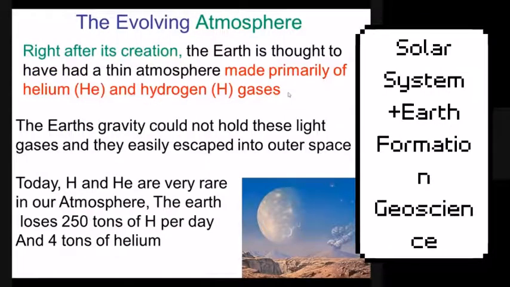The Earth's gravity cannot hold on to these light gases, and they got blown away. You can see this today with Mars. Mars has a really thin atmosphere, and it gets blown away. And even you can see this on Earth. So down there at the bottom, Earth loses 250 tons of hydrogen every single day and 4 tons of helium.